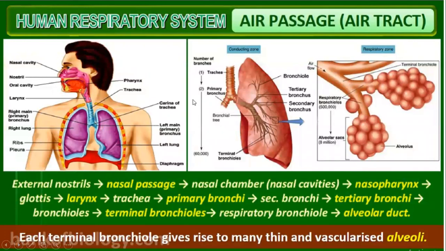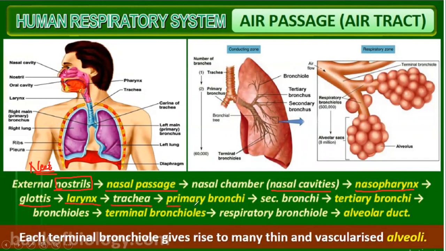Look, this is the passage. This will be an important question for NEET. The first part is the external nostril. Nostril leads to the nasal passage, nasal passage leads to the nasal cavity. Then you have the nasopharynx, then the glottis, larynx, and trachea. From the trachea onwards it's important.